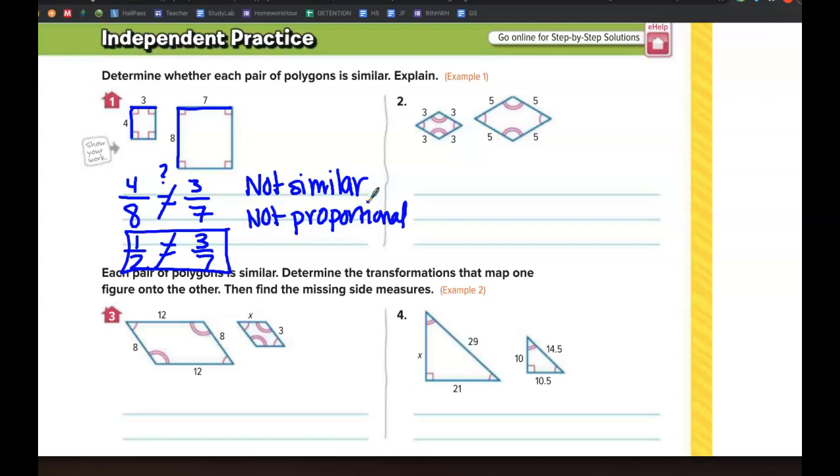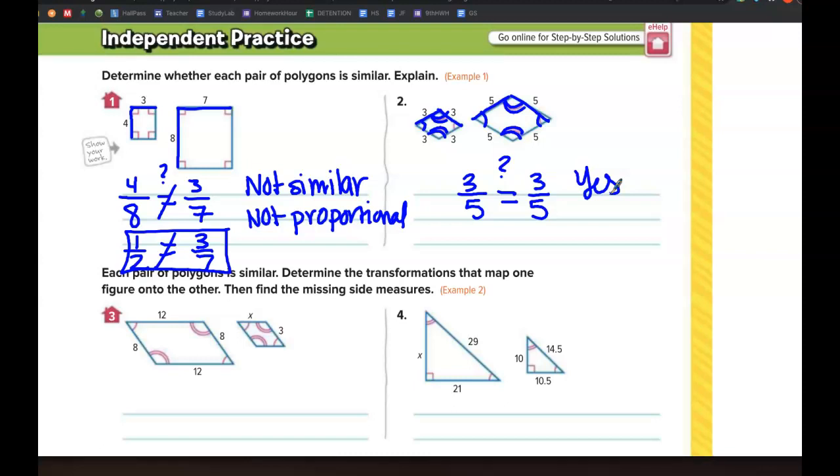Okay, for number two, I look and I see all of my angles are the same in my shapes, therefore they are the same shape, so I have to figure out if my sides are. All of the sides in the shape are congruent, so I just have to pick 3/5. Does that equal 3/5? And yes, it does. Therefore, they are similar because the sides are proportional and the angles are congruent.